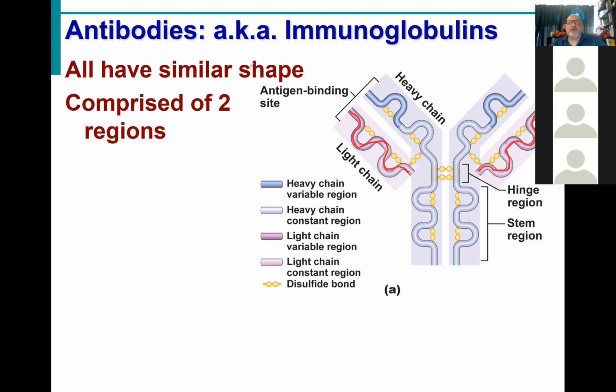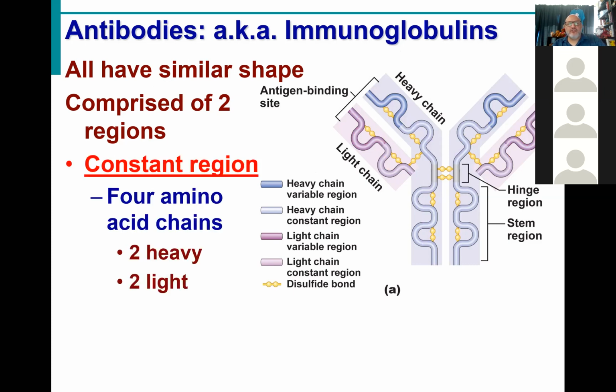And 2 longer strands, and for simplicity, I will just draw over them. Oops, hold on. Draw over them this way, like that as well. So there are 4 strands of amino acids that come together, 2 heavy chains and 2 light chains that form that Y-shaped structure. However, there are also 2 distinct regions to the antibody as well.